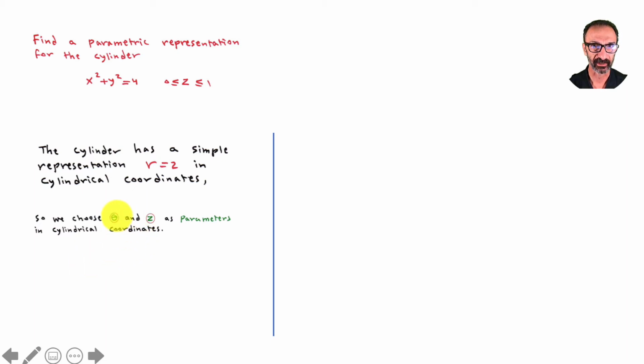Once I know theta and I know how far I'm going up the z value, I will be tracing the cylinder and will be covering the whole cylinder. So the focus now is what are the parameters in each problem. In this problem, it's theta and z.